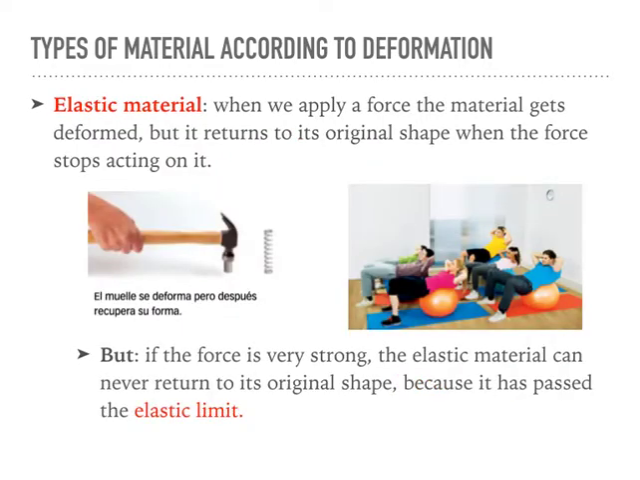Next example, elastic material. When we apply a force to the material, it gets deformed. So it's different, because the rigid one didn't get deformed. This one is going to get deformed, but when we stop applying the force, it's going to return to the original shape. For example, here, the spring: we compress it, because we are applying a force with a hammer. But when we stop applying this force, it's going to regain the original shape.